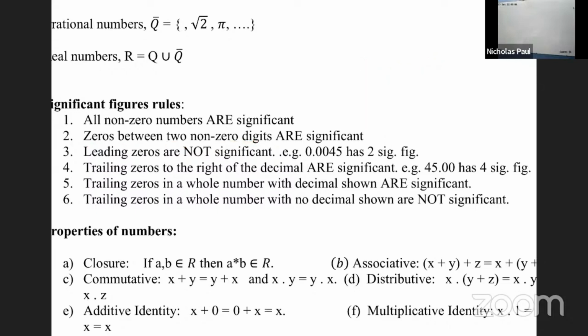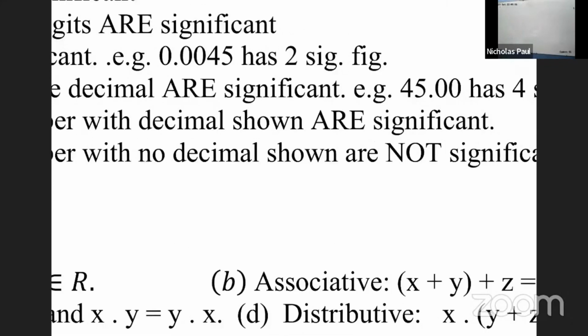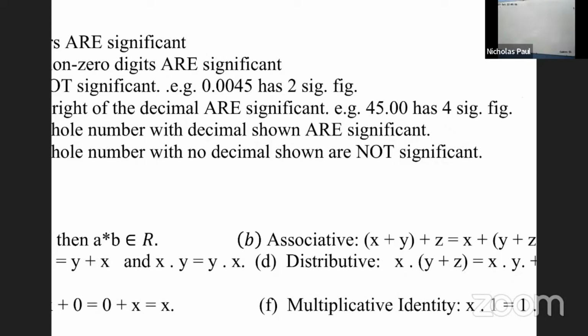Coming to the complicated part now. Leading zeros are not significant. Right? So look at this one here. 0.0045 only has 2 significant figures in maths. Physics is a little different, right? But in maths, 0.0045, the only significant figures there are the 4 and the 5. This 0, this 0, this 0, not considered to be significant.